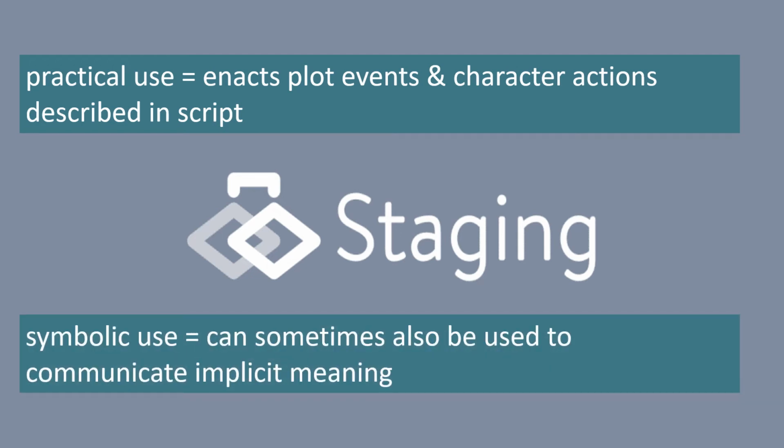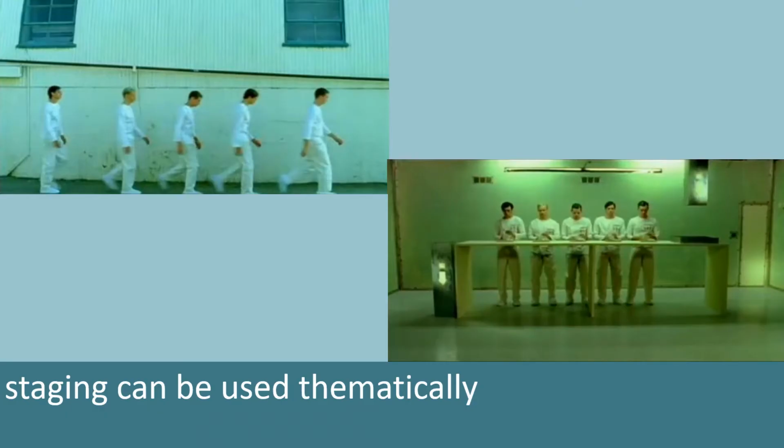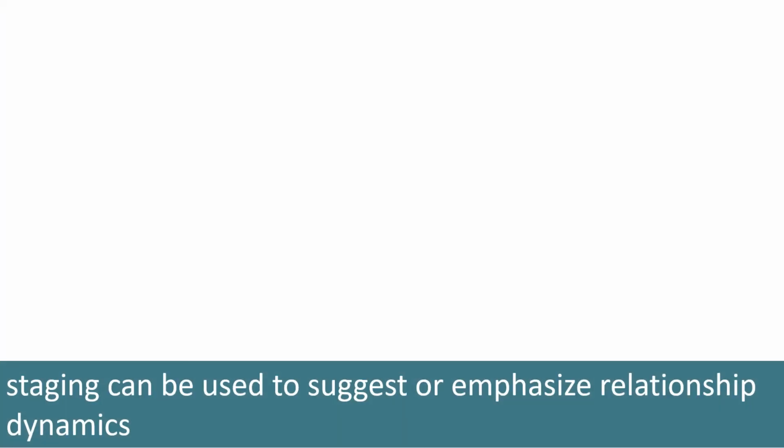Staging can also sometimes have a symbolic use in that it can also be used to communicate implicit meaning. This is what we see in terms of both the uniform positioning and the synchronized movements of the characters in Bartholomew's song, which uses staging along with production design, costumes, makeup, hairstyles, and performance in ways that are all connected to the movie's themes.